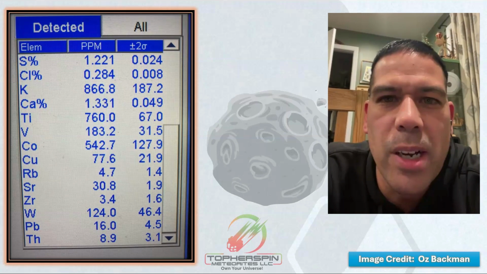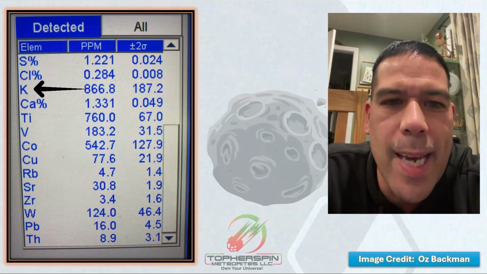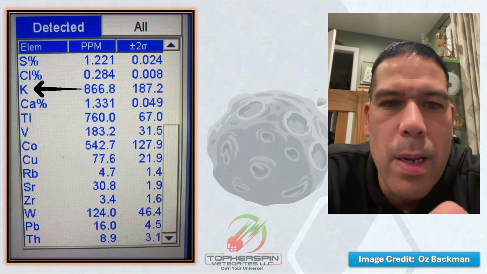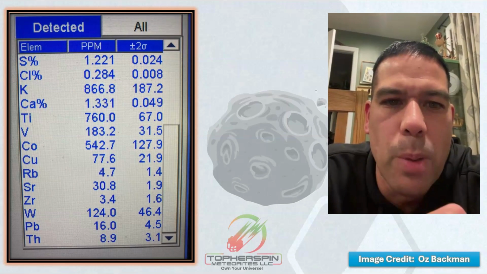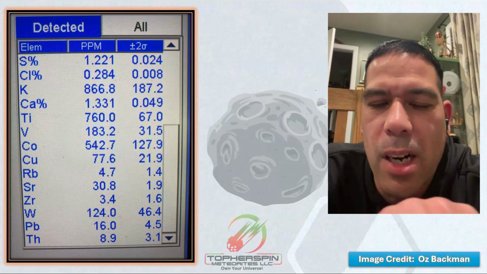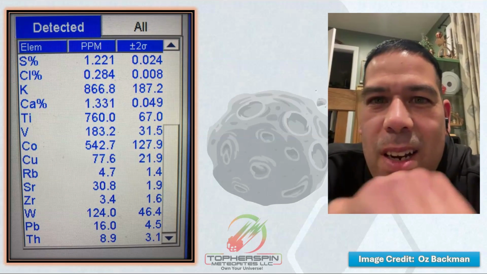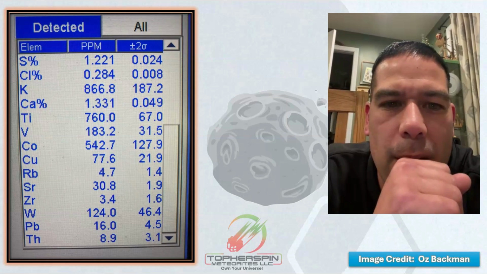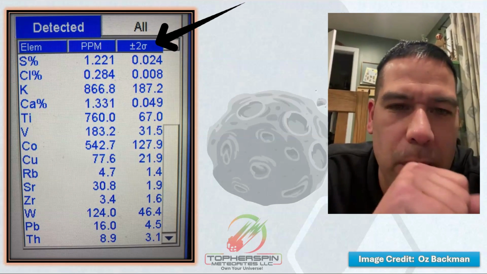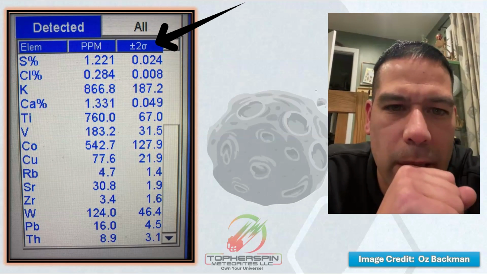So that's actually telling you a percentage. Whereas the K, potassium, 866.8, is parts per million, no percentage sign next to it, right? So again, you have to understand the machine and have an idea on how to read it. And then it's giving you the percent error beside a 2 sigma column.